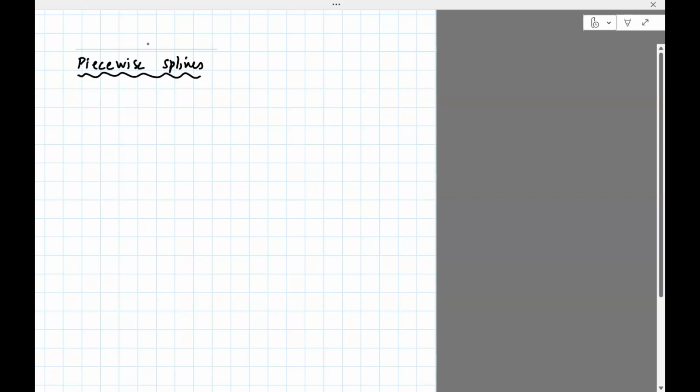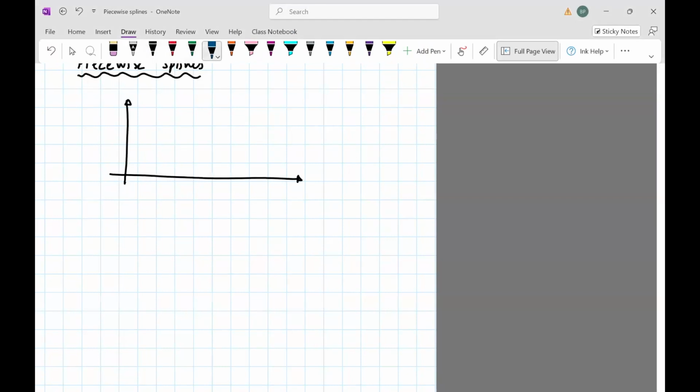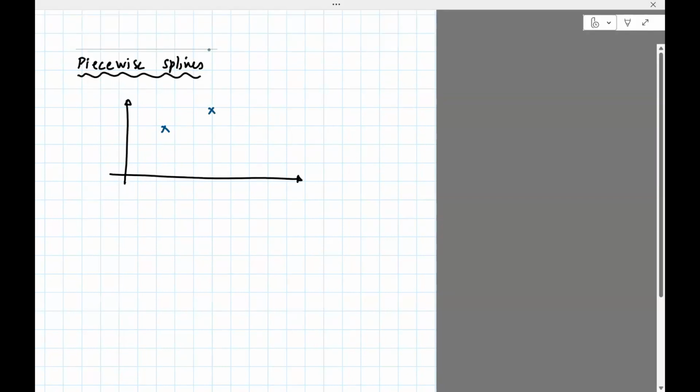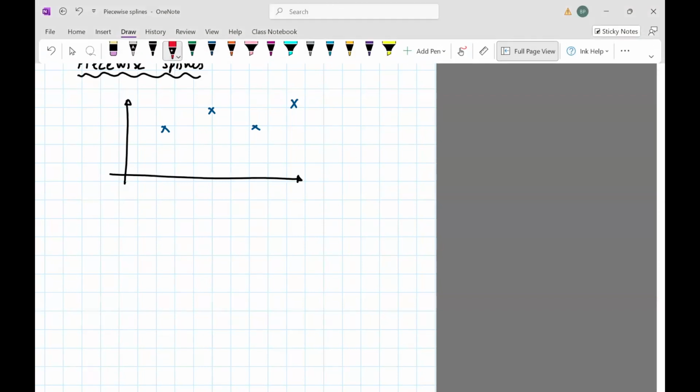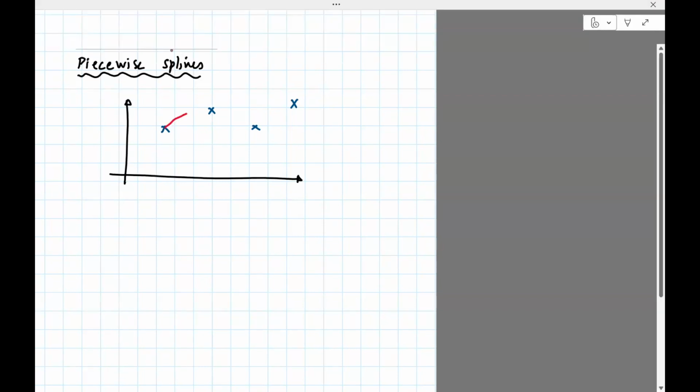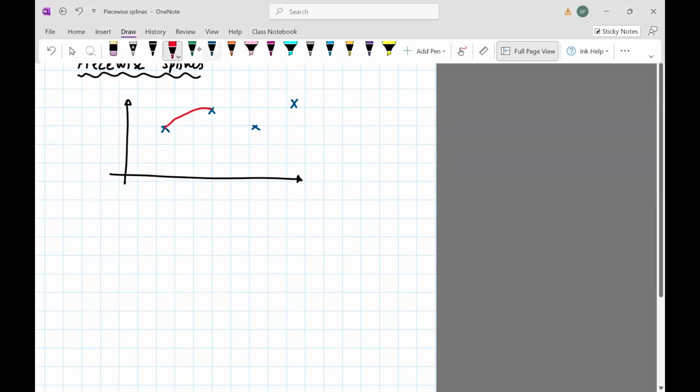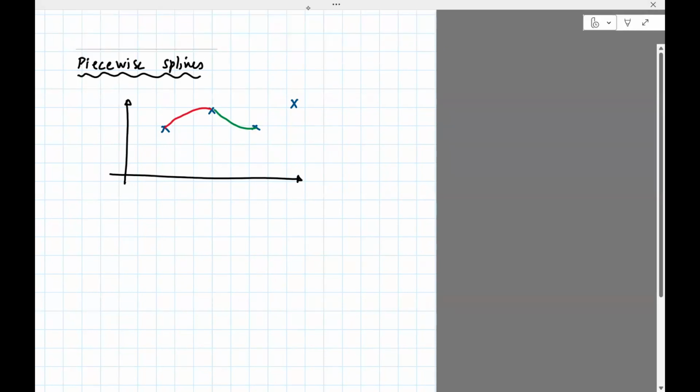So what are piecewise splines? This is a very general way of doing things. So if you have, let's say, some points, you can give any number of points. I just chose 4 points. What this will do is it will fit a third order polynomial always.